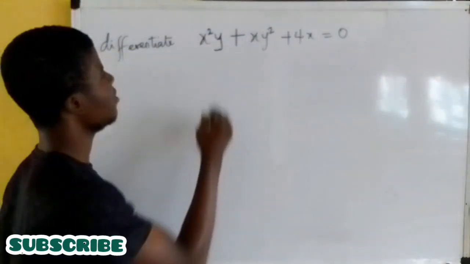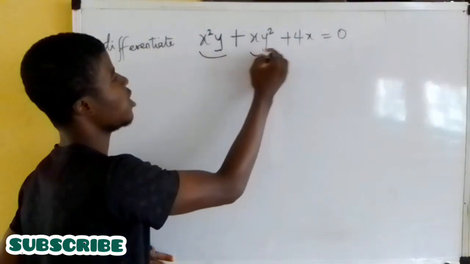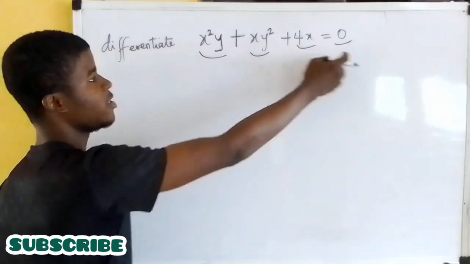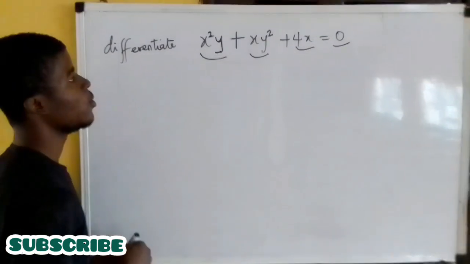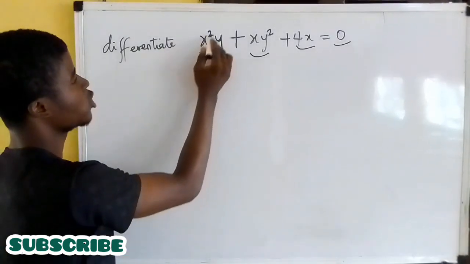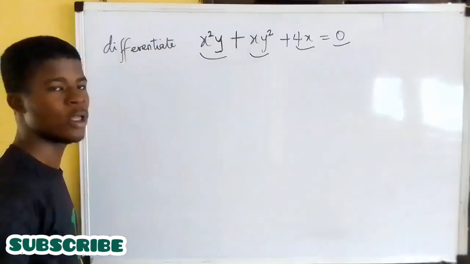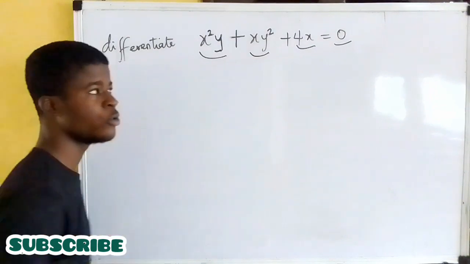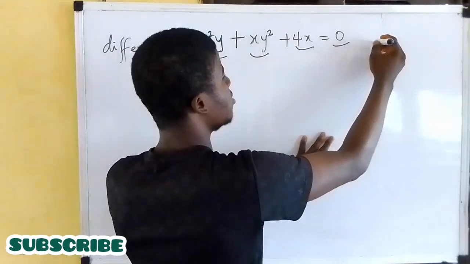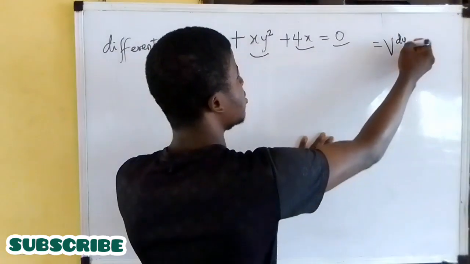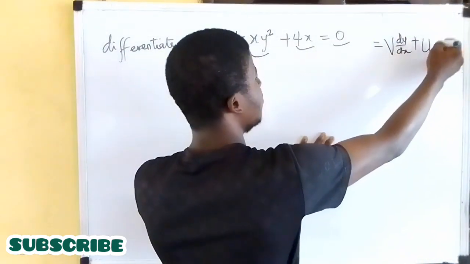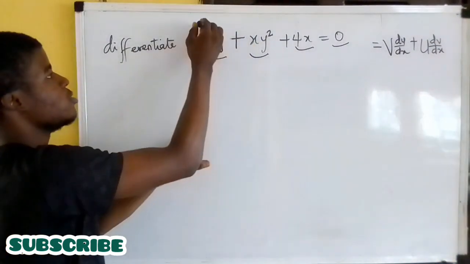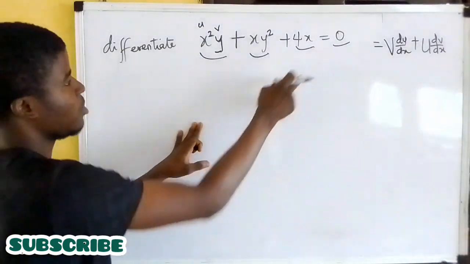Now, I have x squared y, xy squared, 4x, and 0. So I will differentiate term by term, each of the terms. Now, I want to differentiate this first one, x squared y. X squared is multiplying y, so I'll use the product rule. Remember the product rule, dy dx is equal to v du dx plus u dv dx. So let's call this u, let's call this v. So let's apply that rule.